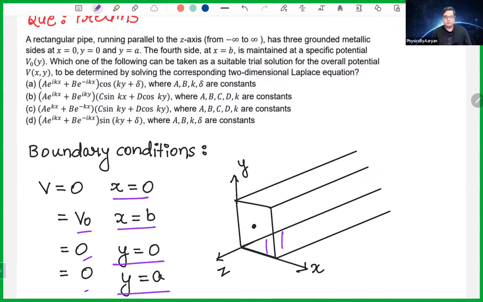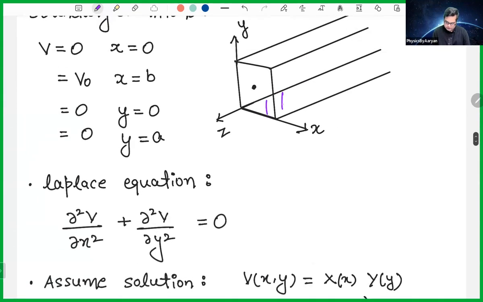Now what they are asking is, which one of the following can be taken as a suitable trial solution for an overall potential V(x,y) by solving the corresponding two-dimensional Laplace equation. UPSC is so considerate. If this were in a physics exam, they would never have mentioned two dimensions. But UPSC knows that both geophysics and physics students write this exam, so they have even mentioned to solve it in two dimensions, which makes our purpose much easier. So we have to solve the Laplace equation in two dimensions. Out of these four, what kind of solution will we get? That is our question. Okay, let's begin.